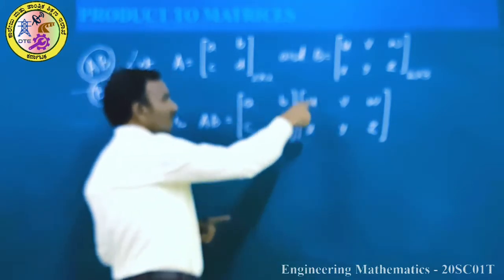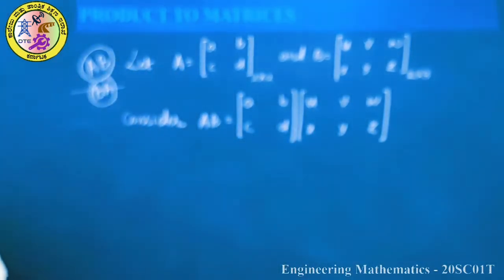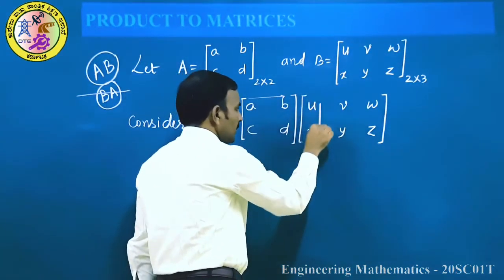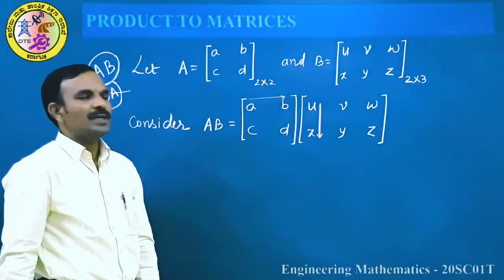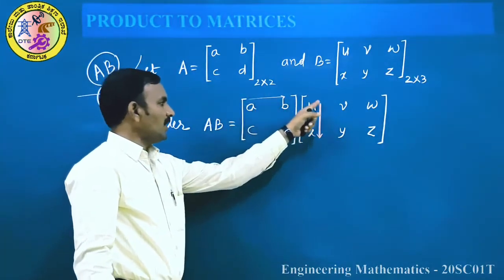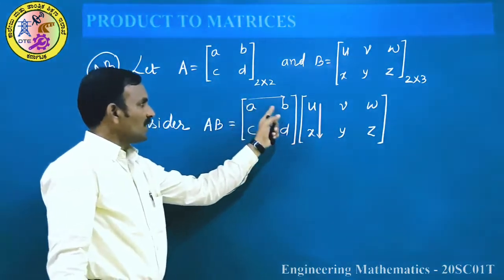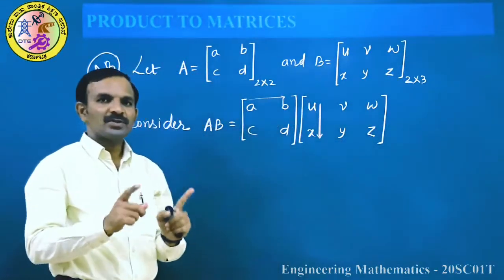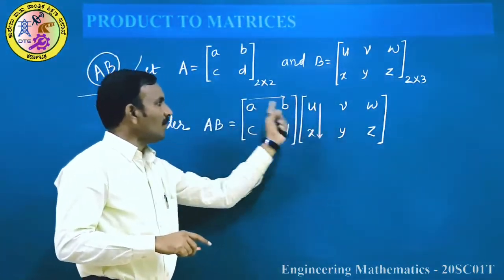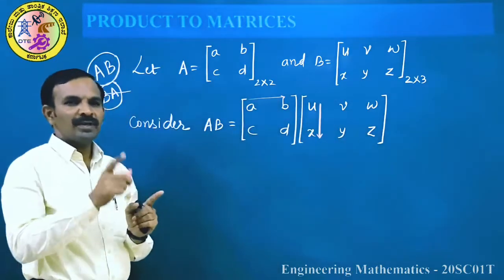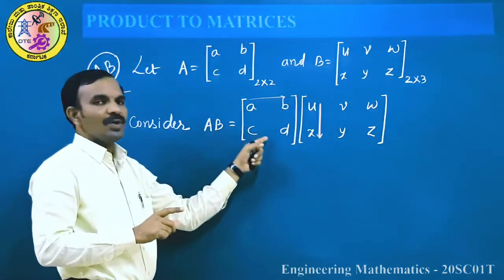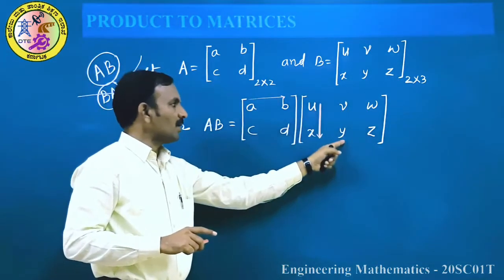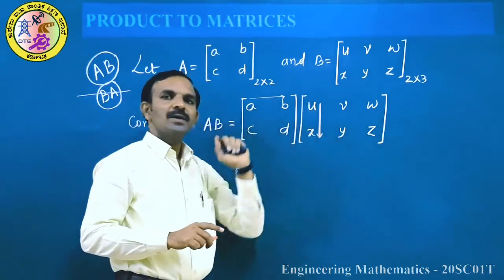First row, first column. First you have to multiply first row with first column, that is a b with u x. Next first row second column, next first row third column. After completing the first row, you have to come to the second row: second row first column, second row second column, second row third column.